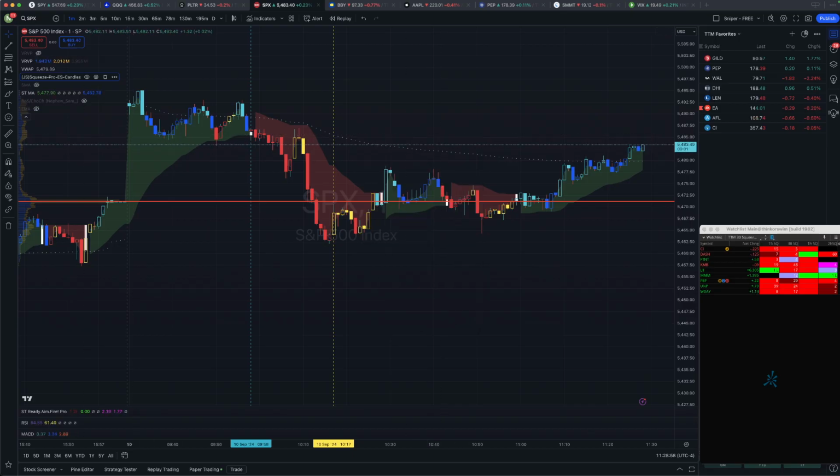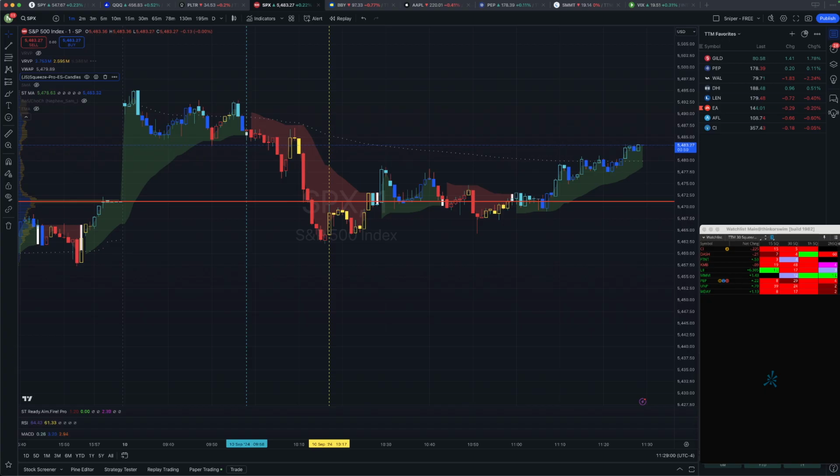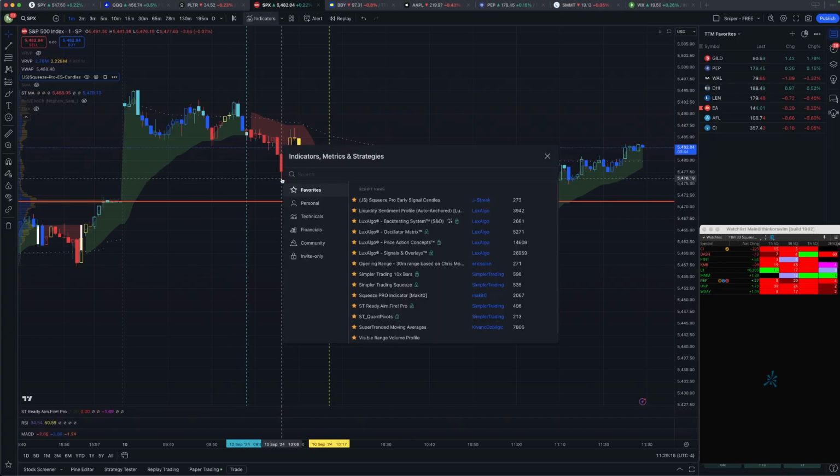Okay, I shared the chart, so you should just be able to open that up and it'll load right in, and then you just save it to your TradingView and you'll have it. These are called Super Trend Moving Average. You just open them up, type in super trend moving averages, and put them on your chart.